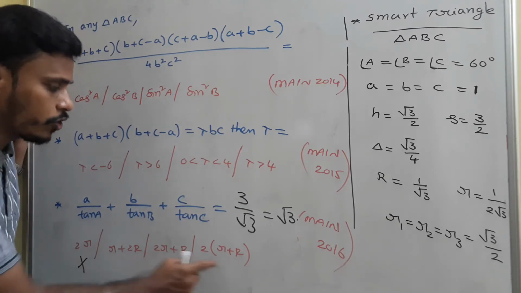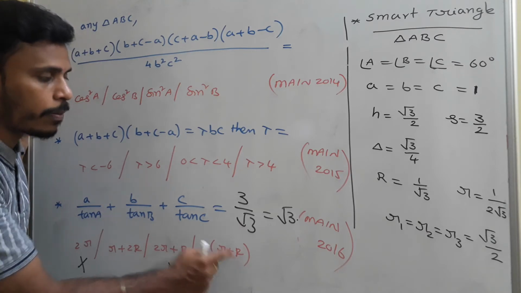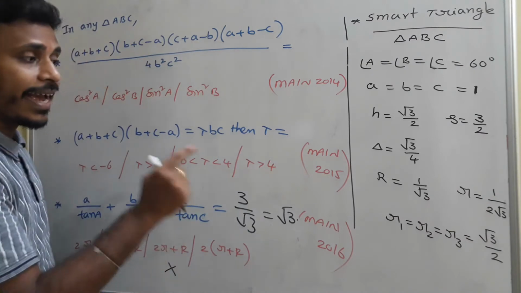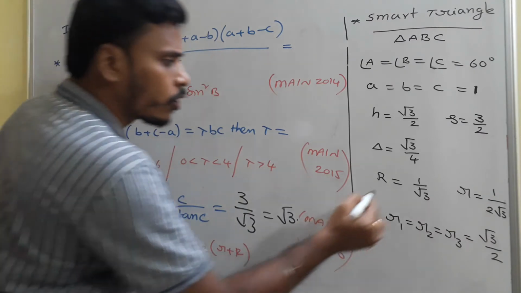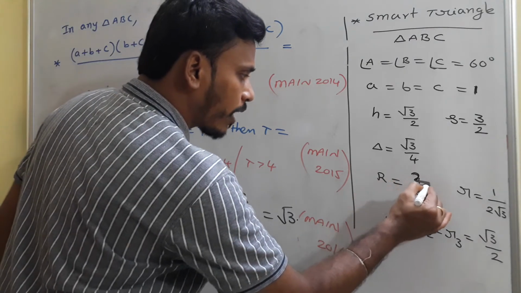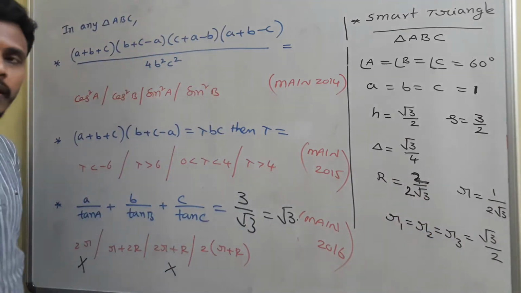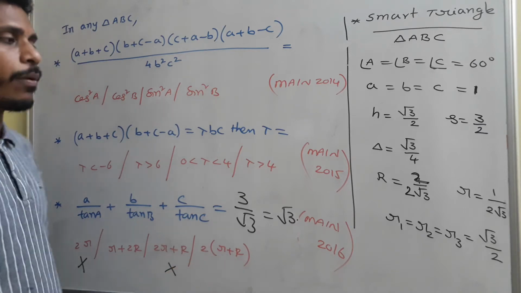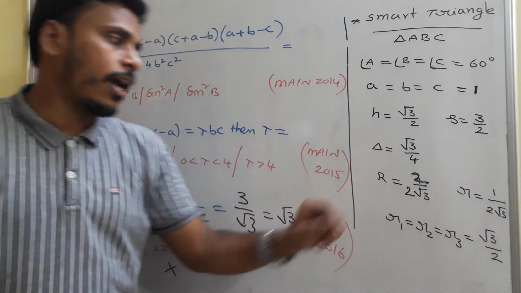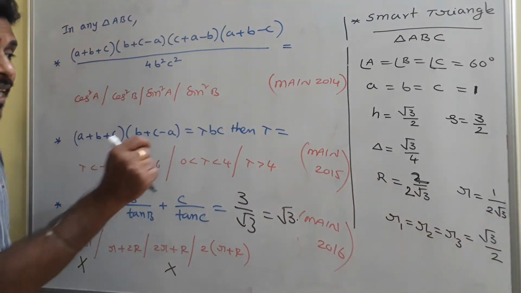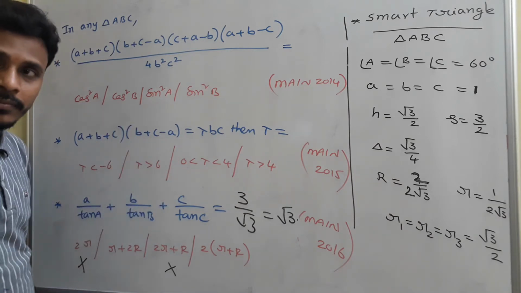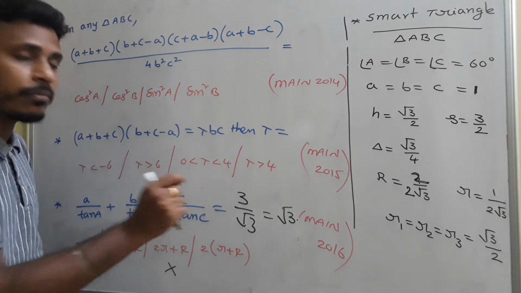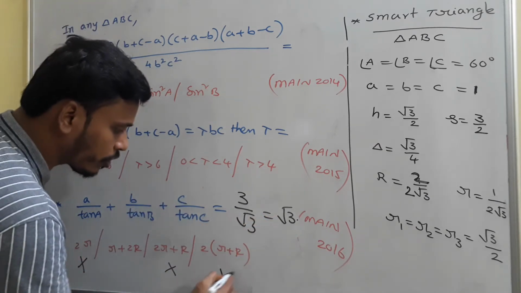We need to think from these two ideas. So small r plus capital R. Small r is 1 by 2 root 3. Capital R I have 1 by root 3, so when you multiply with 2, it becomes 2 by 2 root 3. Since I need to add small r and capital R, you just add them, which is 3 by 2 root 3. When you multiply with 2, it will become 3 by root 3 and that is root 3. So this is your choice.